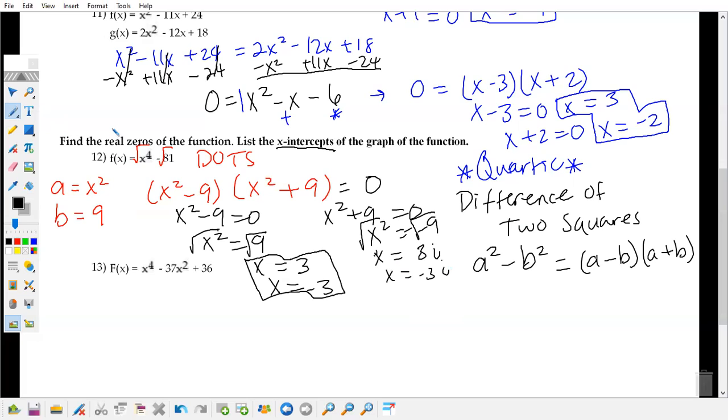Notice here how it said it only wanted your real. So notice I didn't box the imaginaries because it only wanted the real values. Is that little i ringing bells for imaginary?